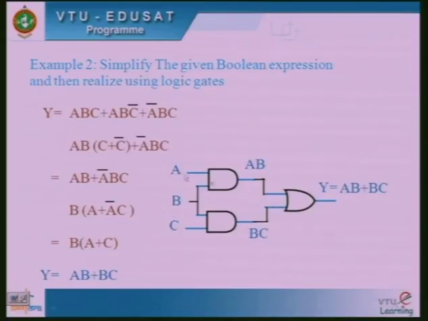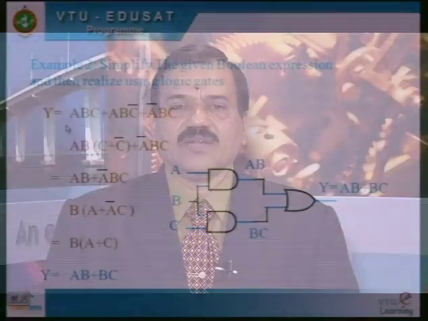So A is taken as one input and C is taken as another input, and B is taken as a common input for both. Then AB is generated here and BC is generated here, and both the multiplication terms are added here to generate the Y equation AB plus BC. So instead of using more gates, with only 3 gates it is possible for us to realize this particular equation.